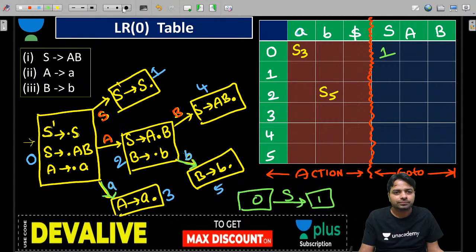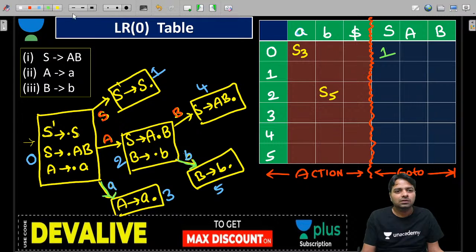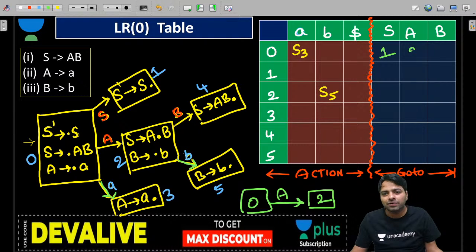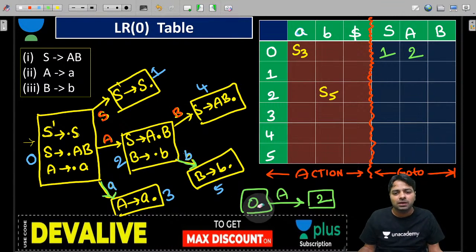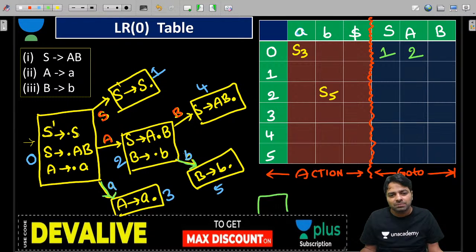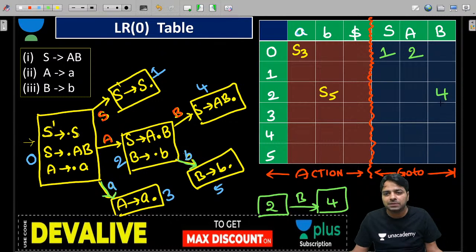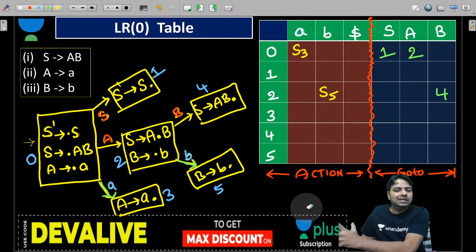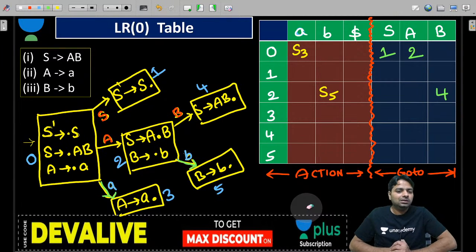Next, from 0, by reading non-terminal A, we are going to 2. That is, 0 under A, we will have a 2. That's all. Next one. From state 2, by reading capital B, we are going to state 4. That means 2 under B, we have a 4. So with a total of 3 non-terminal transitions, we will have 3 go-to entries. Clear, everybody?